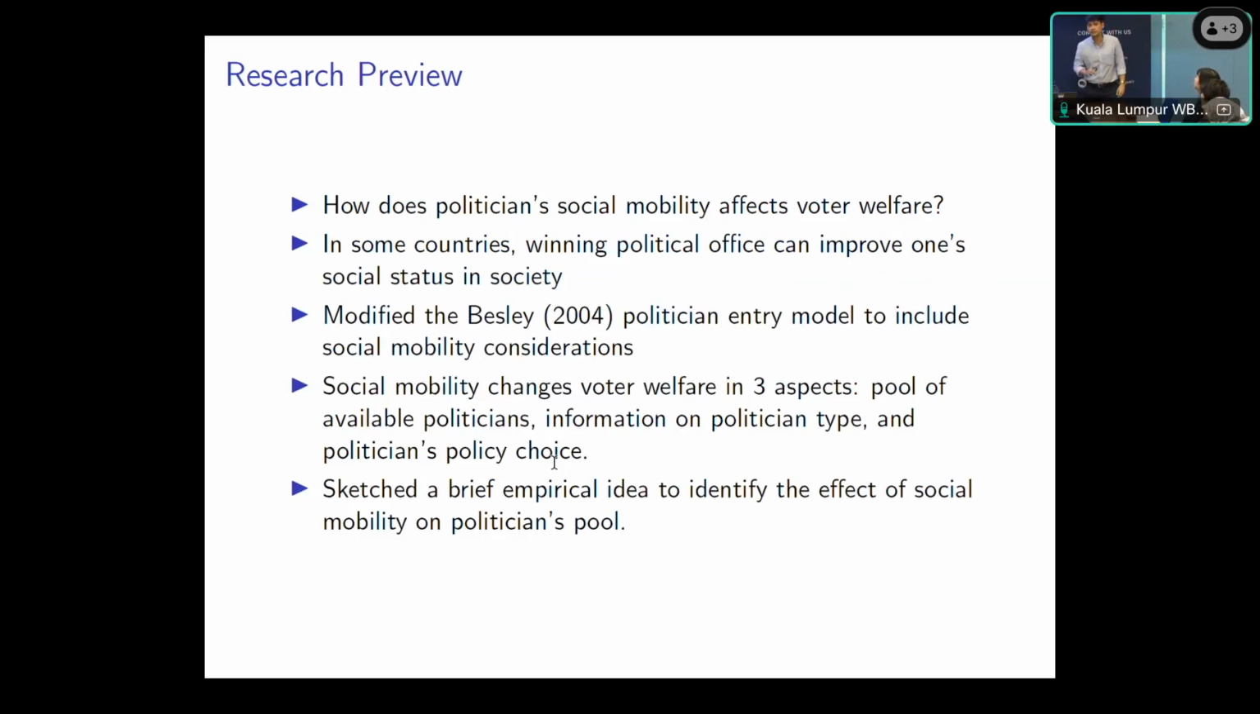What I did was modify the Besley 2004 politician entry model to include social mobility considerations. This model is primarily used to study the effect of wages on voter welfare and political selection, but I modified it to also include social mobility considerations. The outcome of the modified model is that it changes voter welfare in 3 aspects: the pool of available politicians, the information on politician type, and politicians' policy choice. What I then try to do is sketch a brief empirical idea to identify the effect of social mobility on the politicians' pool.